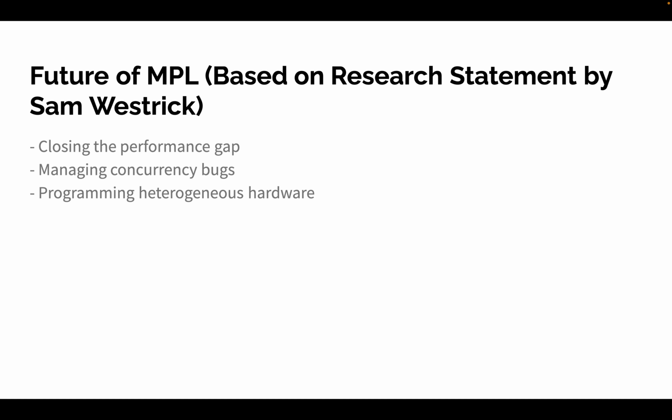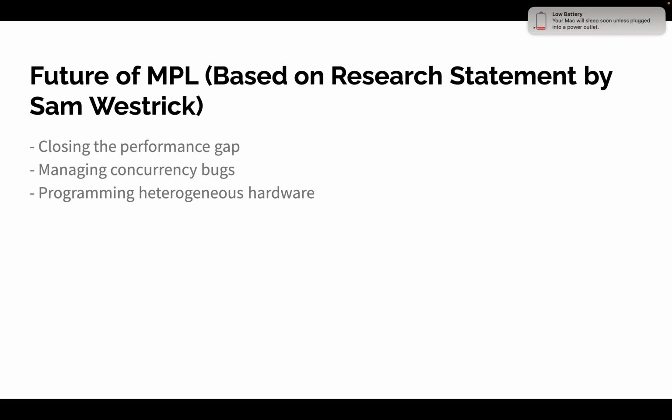The future of MPL is essentially just closing the performance gap, which is identifying and addressing other sources of overhead, which contribute to the performance gap between high level and low level languages, and then managing concurrency bugs, which fix databases and synchronize concurrent accesses to shared memory locations. And this can be prevented using atomic operations, but they do incur additional overhead at runtime.